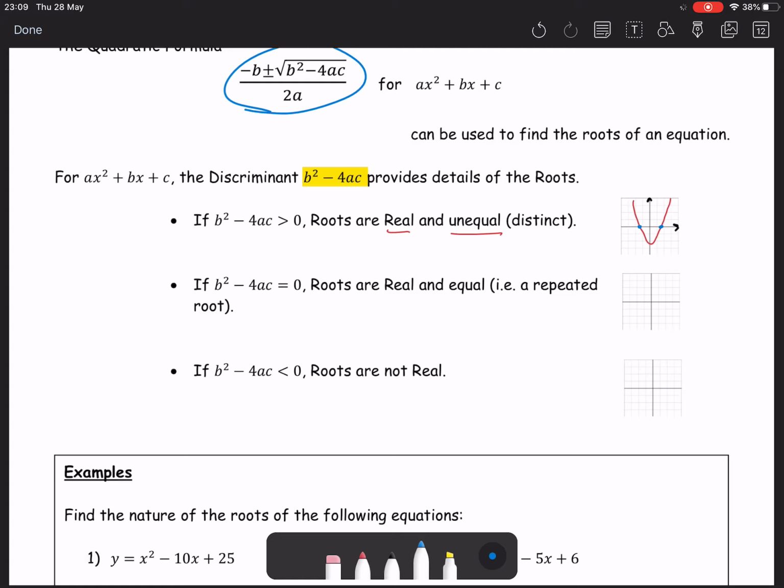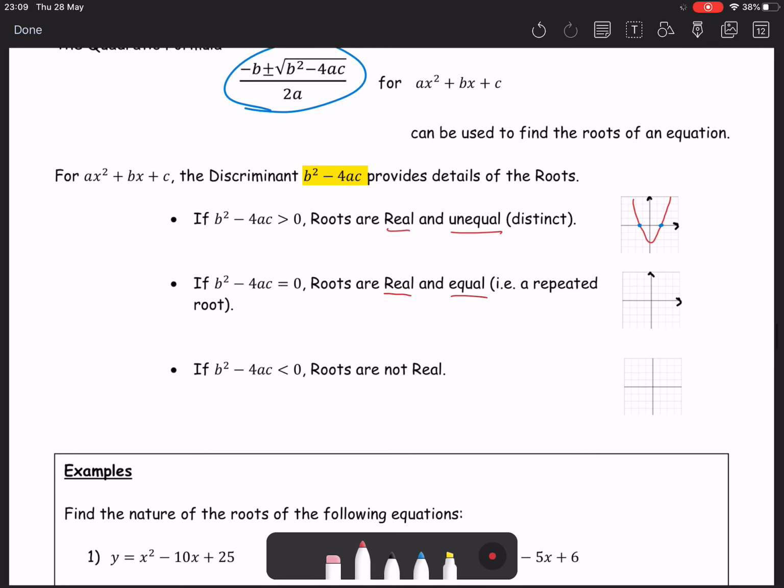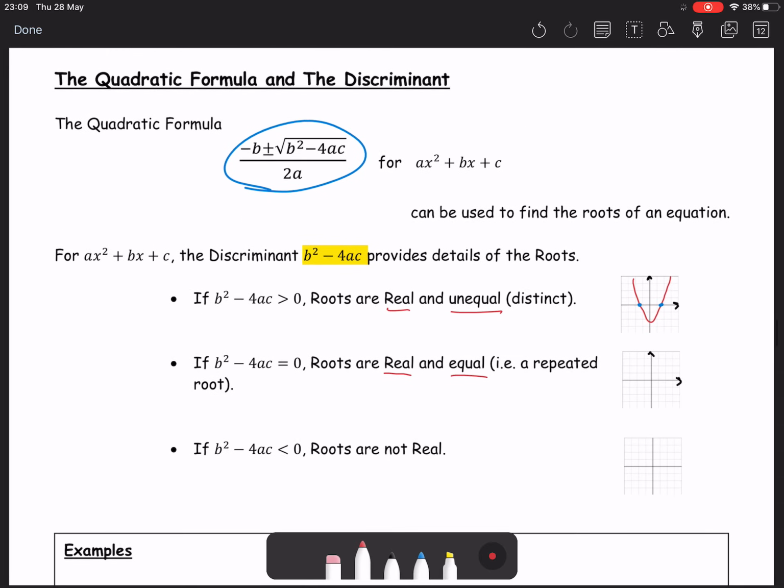If b squared minus 4ac is equal to 0, we would have real and equal roots, and we would talk about a repeated root. So our graph here, again, if we're looking at a coordinate diagram, our graph would come down. Again, U-shape or N-shape doesn't particularly matter.